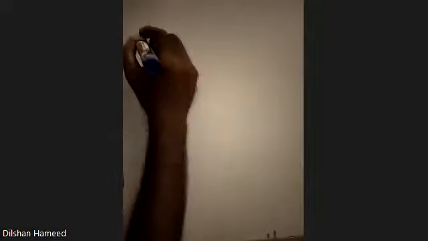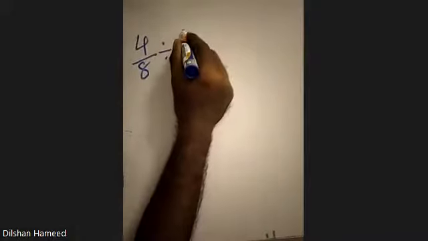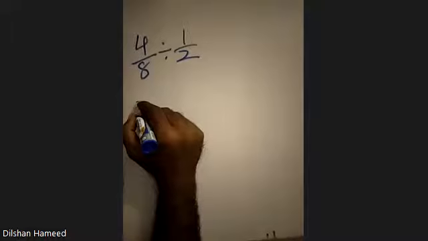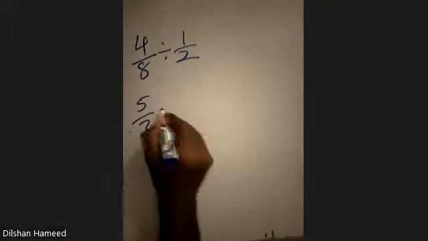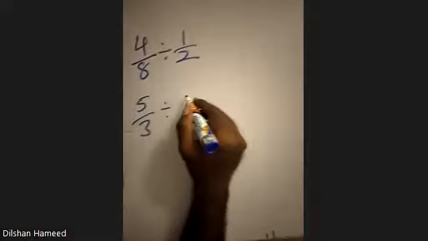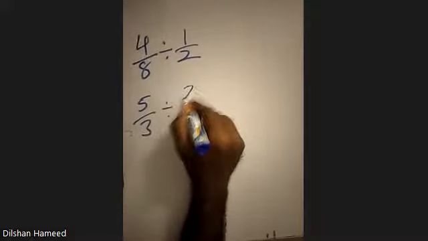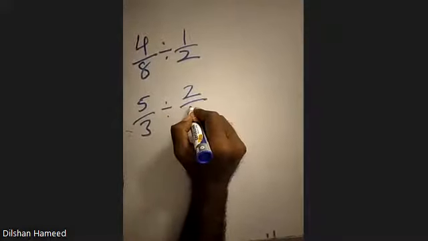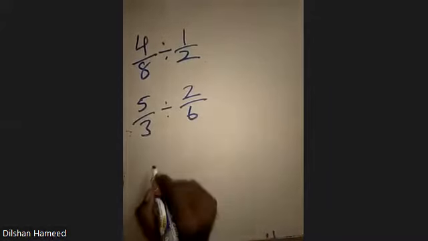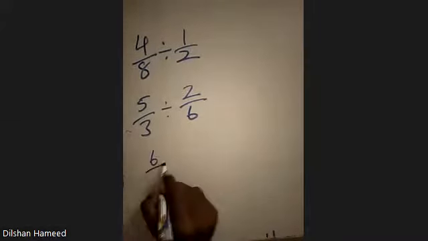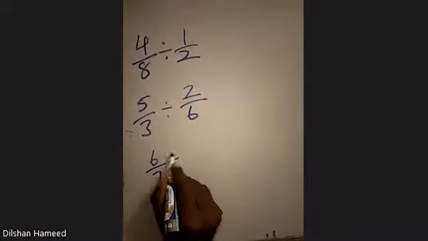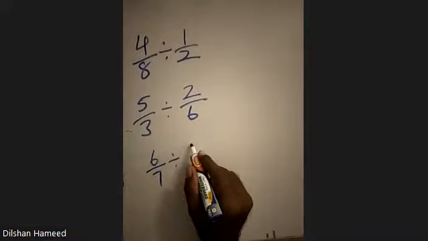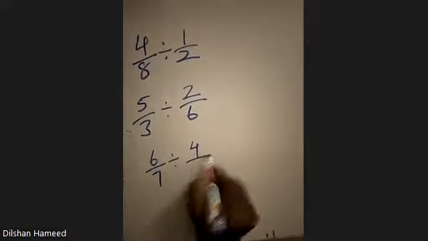Let's do some division. 4 upon 8 divided by 1 upon 2. 5 upon 3 divided by 2 upon 6. 6 upon 7 divided by 4 upon 5. Do it.